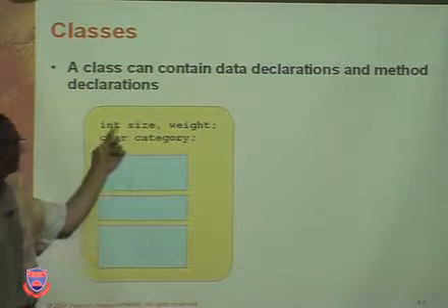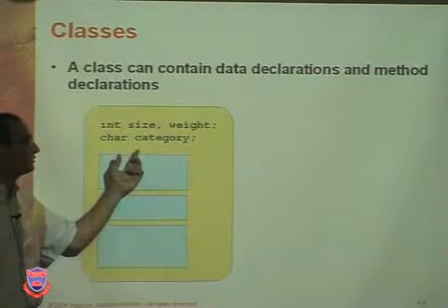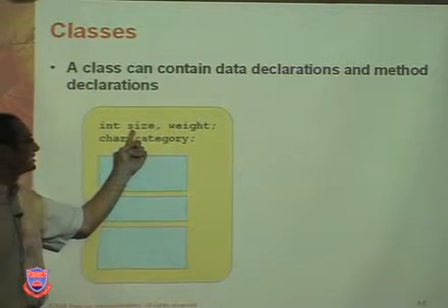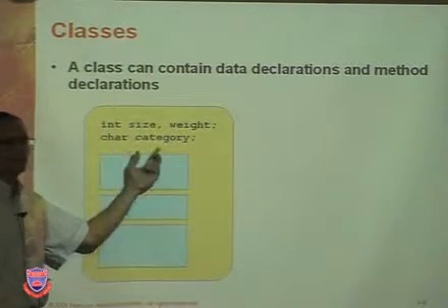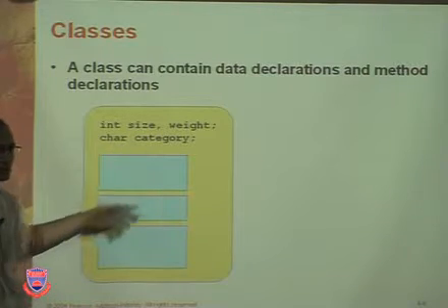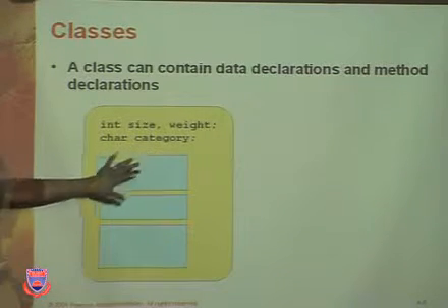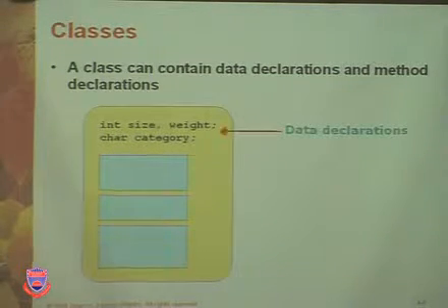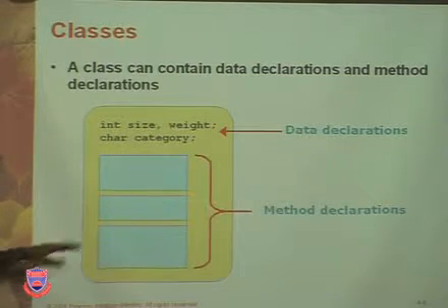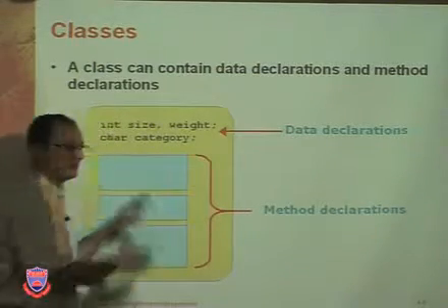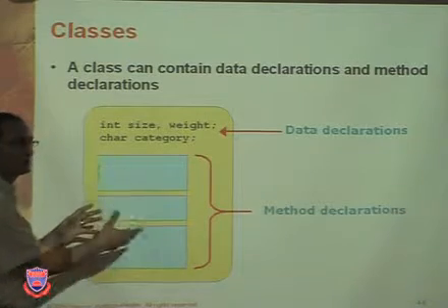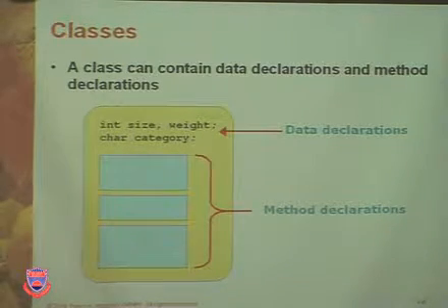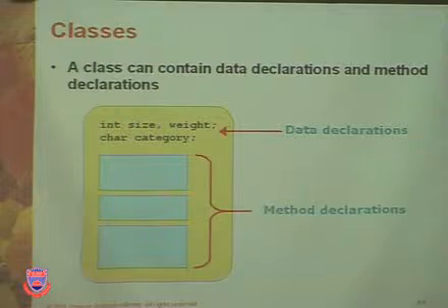If you remember, a class can contain data declarations and methods along with those data declarations. So when you look here, in a class declaration, you have instance variables such as its size, weight, and then a character value category. And along with these, you can use methods that you implement. So here we have the data declarations, and then we have method declarations which perform a certain task using this object or this class in general.